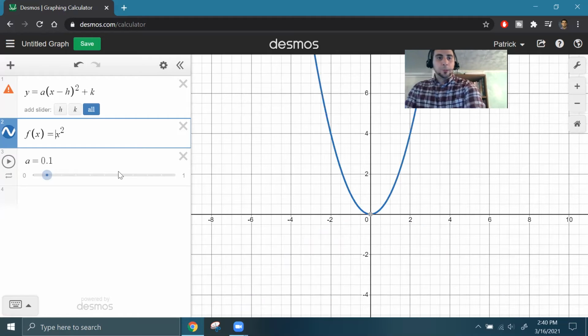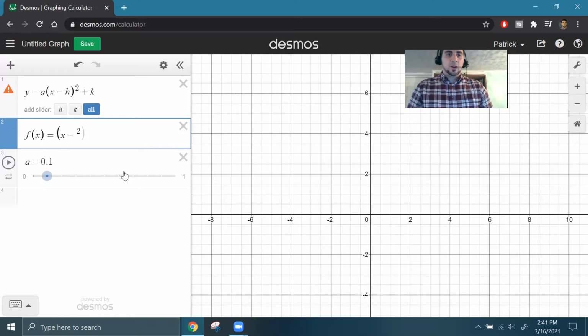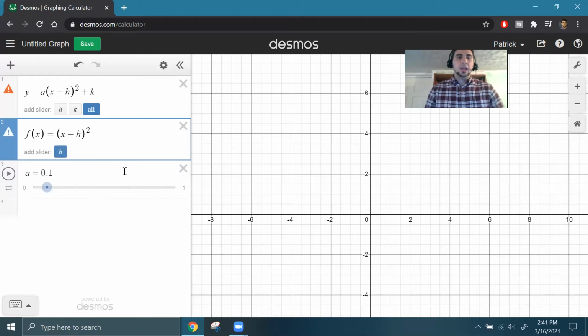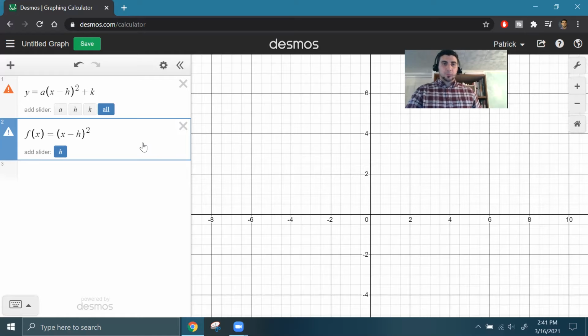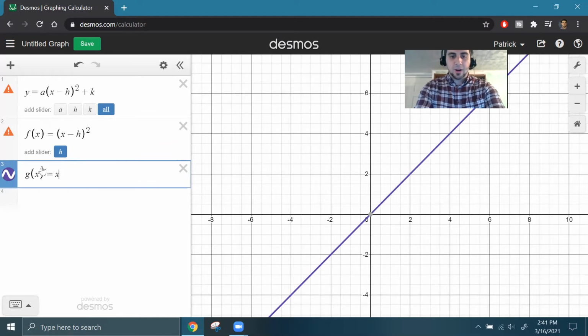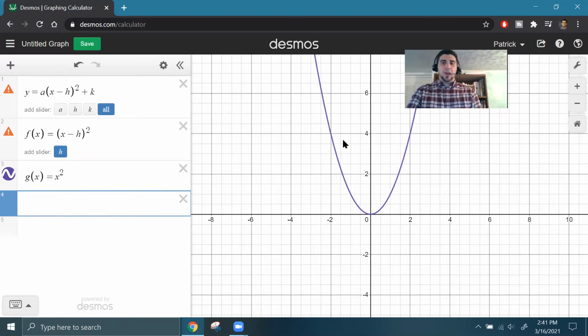Okay, so now let's talk about what the value of h does. H is what I like to describe as adding or subtracting a number inside the parentheses, or inside the function. So let me just put g of x here as x squared. That's what we would call our parent function, the original graph of the quadratic function.